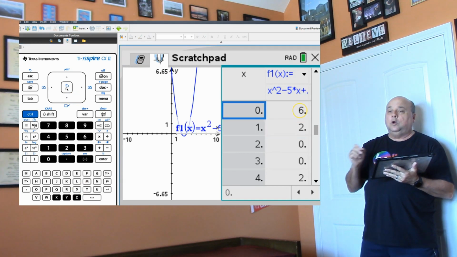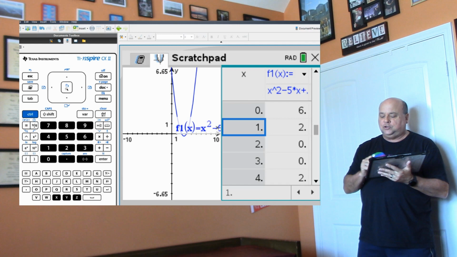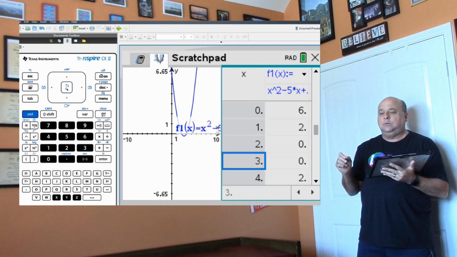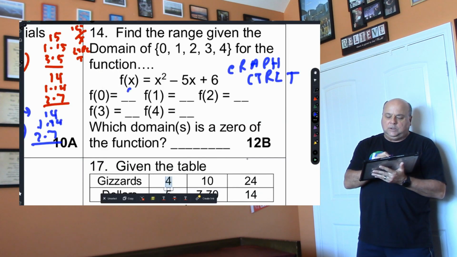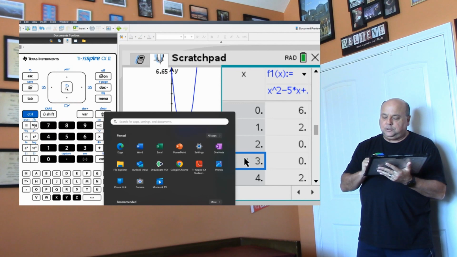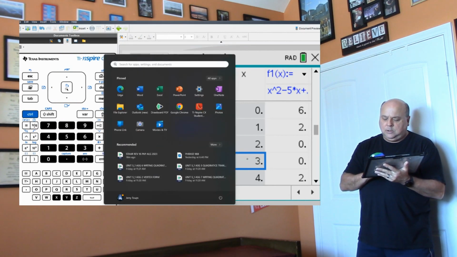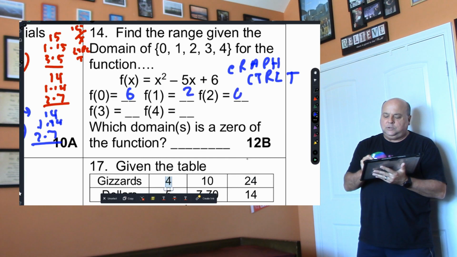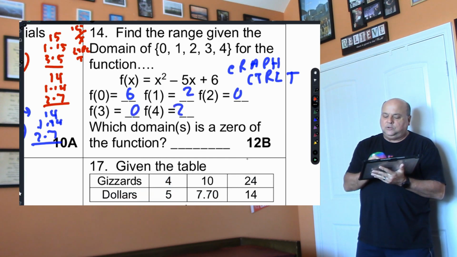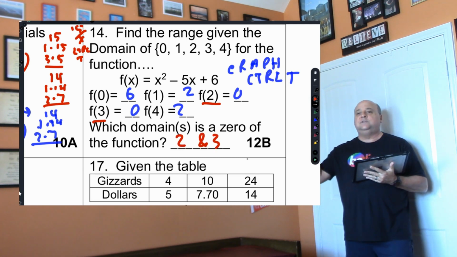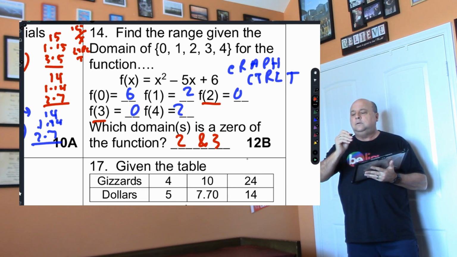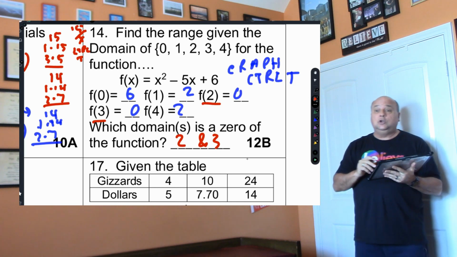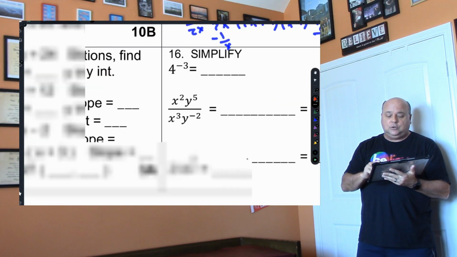So if I input 0, my answer is 6. If I input 1, my answer is 2. Notice the 2 and the 3 are the zeros, right? So let's go back to here. The 0 was 6, right? Make sure. Yeah, the 1 was 2. The zeros are going to be the 2 and the 3, aren't they? Those are the x-intercepts. The zeros and the x-intercepts are the same thing. That's basically going to be the solutions to the equations. We'll get into that soon, okay?